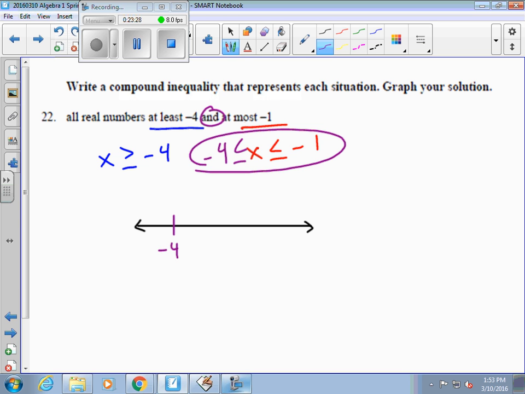Negative 4 is first, negative 1 is next. X is less than or equal to negative 1, color the bubble in and everything that way. X is greater than, we have it written right here, separate, greater than or equal to negative 4, color the bubble in that way. There is the graph that matches.